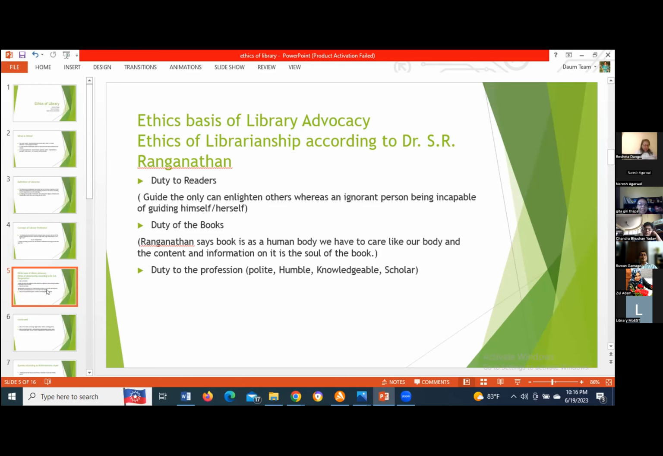Duty to readers. Guide: only a guide can enlighten others, whereas an ignorant person is incapable of guiding himself or herself. Duty of the books. Ranganathan says a book is like a human body. We have to care for it like our body, and the content and information in it is the soul of the book. Duty to the profession: polite, humble, knowledgeable, scholar, etc.